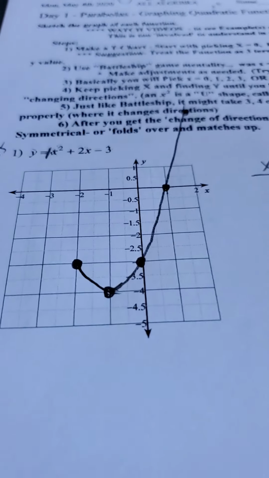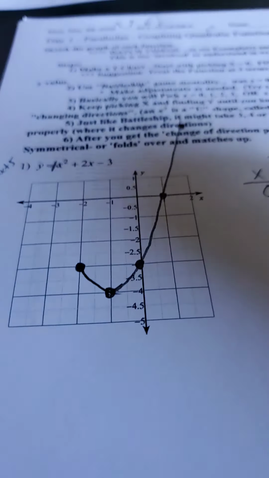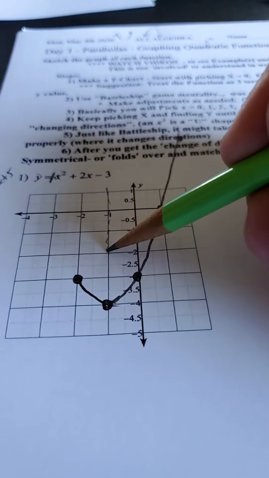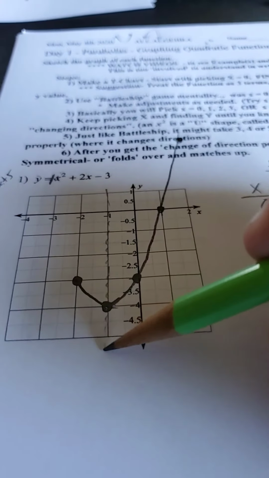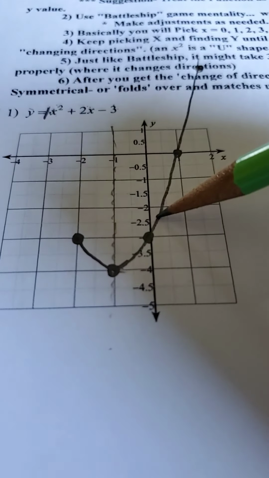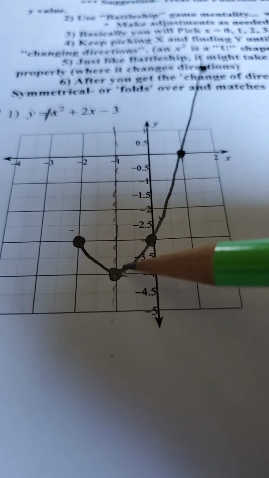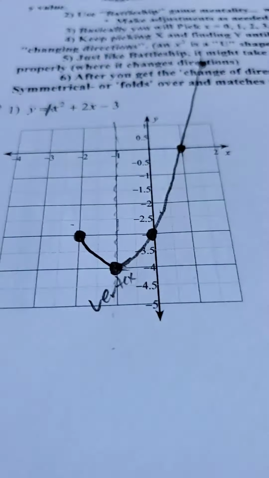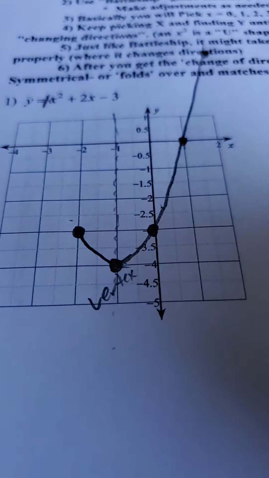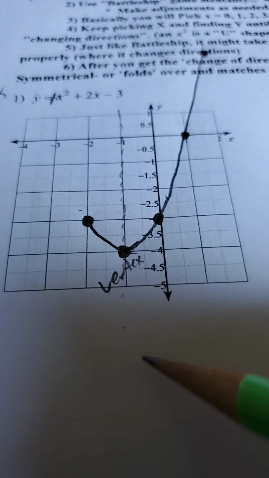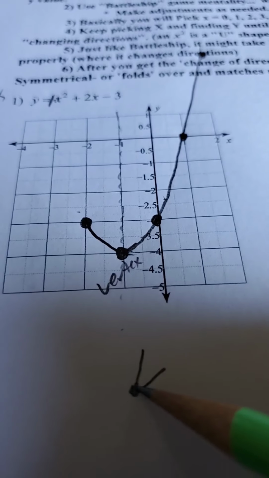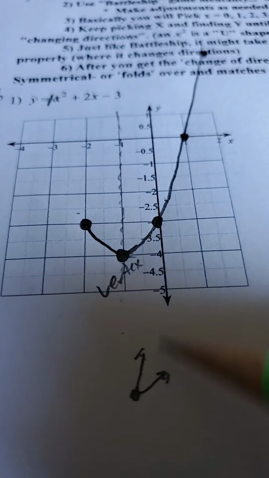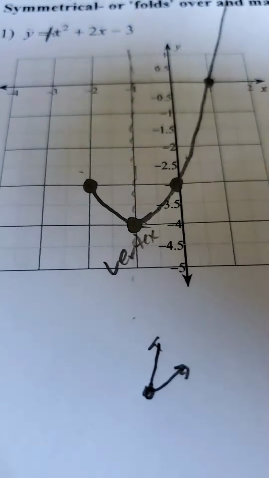And I mentioned in the notes the concept of symmetry. You don't have to put it in there, but basically there's a line of symmetry, which means this graph will fold over and match up. That's called the vertex. You don't have to label it. I'm just putting it there. The place where it changes directions, the vertex, just like in an angle, that's called the vertex in geometry. Okay? This is called the vertex of the parabola.